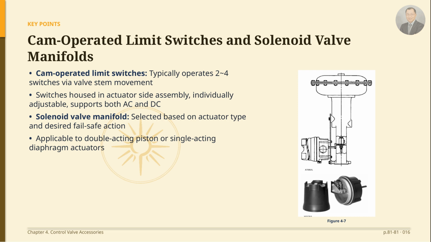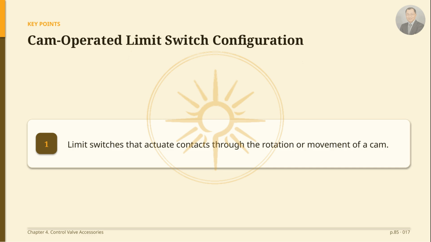For the solenoid valve manifold, the proper solenoid valve is selected based on the actuator type and the desired fail-safe operation, and it can be used with double-acting pistons or single-acting diaphragm actuators. This is a limit switch that operates contacts through the rotation or movement of a cam.